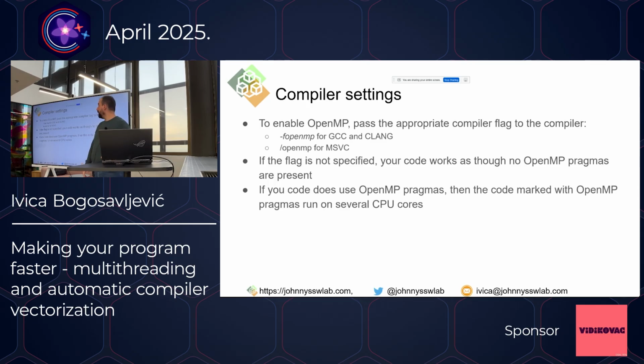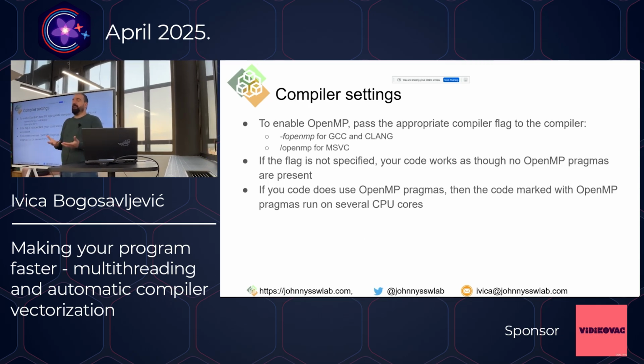Okay, so let's go over the basics. To enable OpenMP, you need to use these compiler flags: -fopenmp for GCC and Clang, or /openmp for MSVC. The programming interface uses compiler pragmas, so you know, #pragma and so on. If you don't enable these compiler flags, there are no pragmas, and your program will run like a single-threaded program.